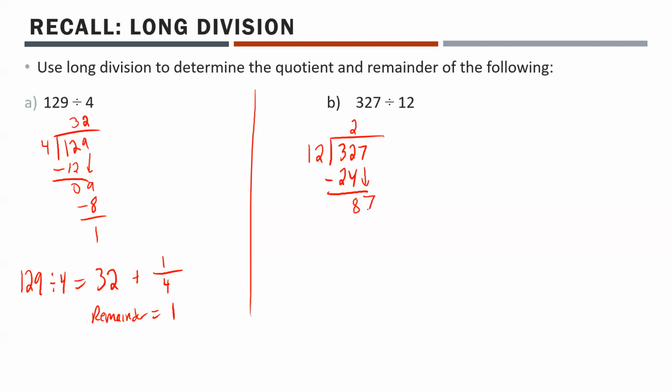Now we need to bring down the 7, so the 7 sits there. Now we ask ourselves, how many times does 12 go into 87? Well, I know 12 times 6 is 72. 12 times 7 must therefore be 84. Yeah, 84. So then I'll say it goes into it 7 different times.